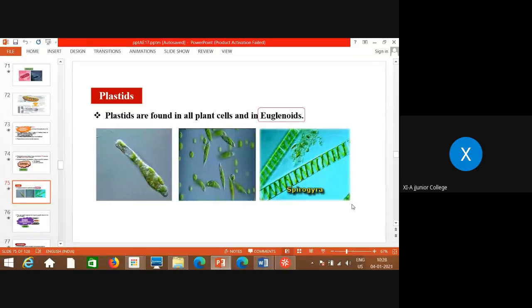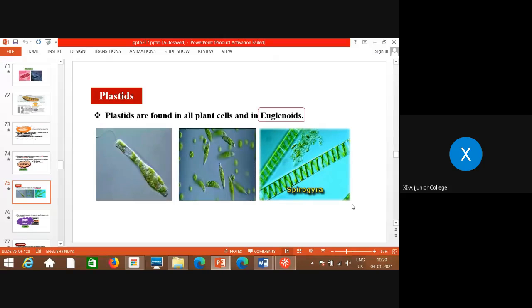Now the next organelle is the plastid. There are different types of plastids present. These plastids are present only in plant cells and euglenoids. So remember, in Euglena the photosynthetic pigments are present, so that's why they are called plastids. But the most important part is that in case of plants, plastids are present; they cannot be seen in animal cells.